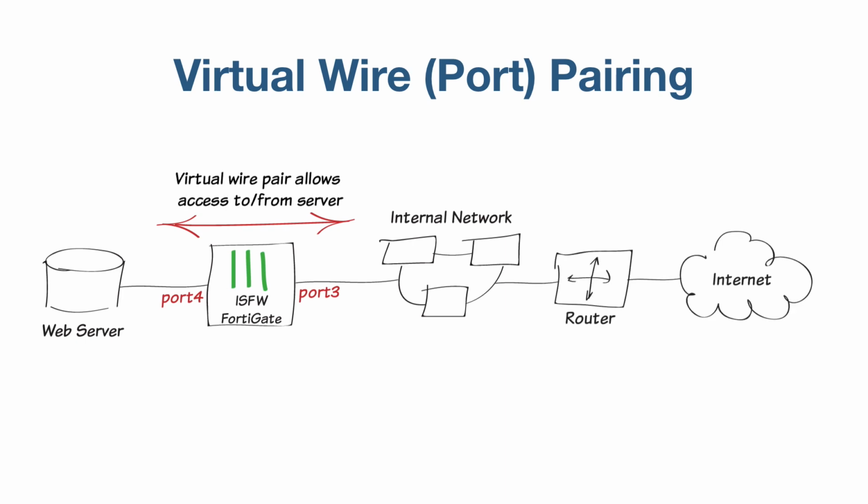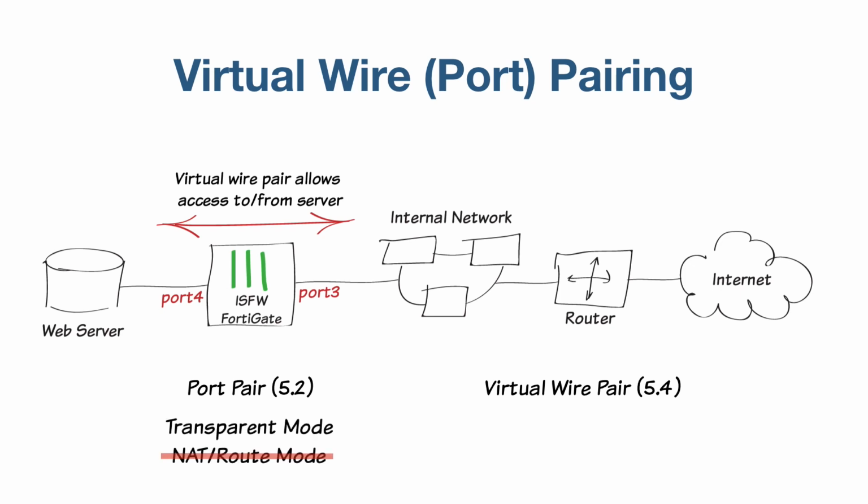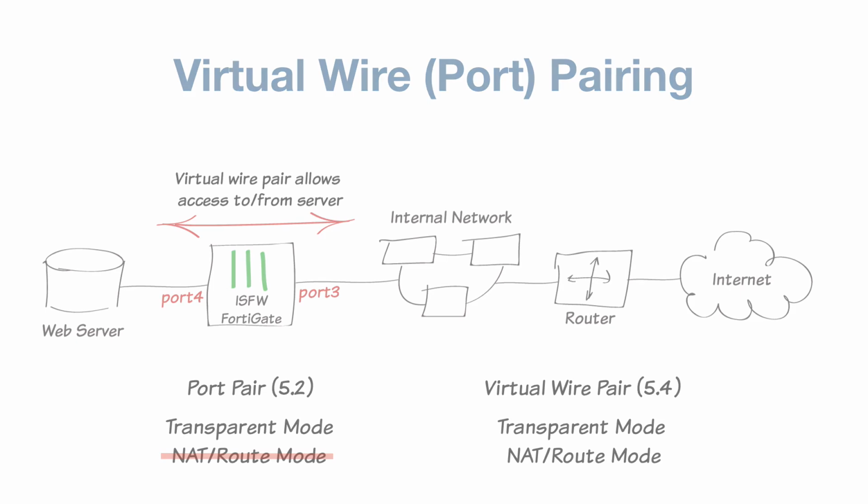In FortiOS 5.4, the virtual wire pair replaces the port pairing feature from earlier versions. Unlike port pairing, a virtual wire pair is compatible with a FortiGate in NAT route mode as well as transparent mode.